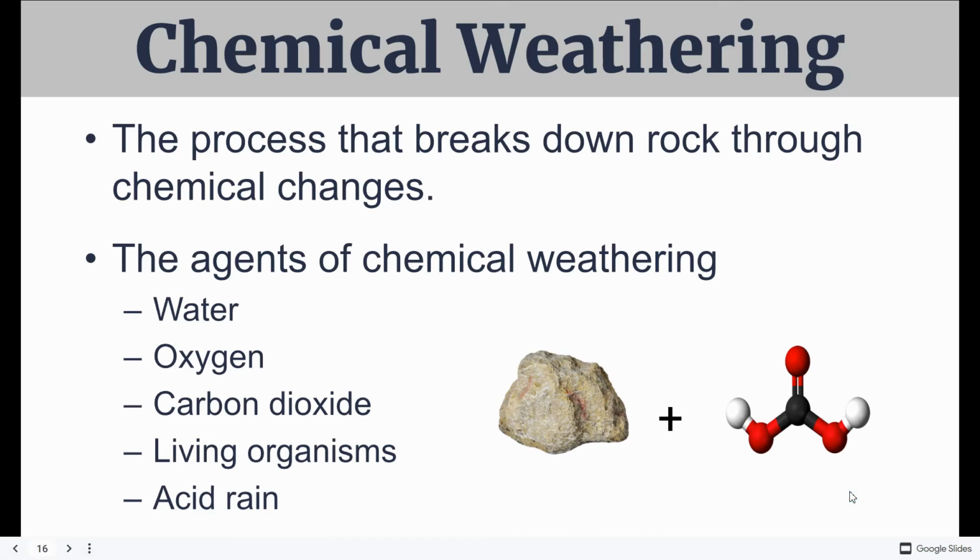All right, so let's move on to chemical weathering. Chemical weathering is the process that breaks rock down through chemical changes. What does that mean? It means it actually changes what the rock is made of. So instead of just breaking it down into smaller pieces or a different shape, it's actually going to turn it into something else. So things that can do this, you can have water, oxygen, carbon dioxide, living organisms can do it, and acid rain can do it. And we're going to take a look at these on the slides that are coming up.